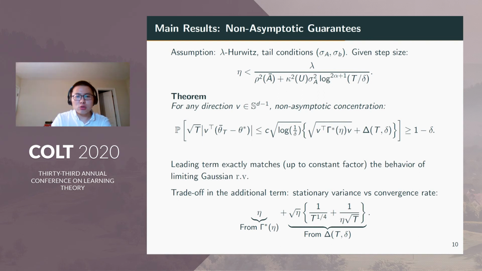We can also see the trade-off between the convergence and asymptotics from this bound. In addition to the optimal Gaussian limit term, there are two terms that depend on the step size. The first term comes from the correction term in the asymptotic covariance, and this term scales linearly with the step size. On the other hand, the delta t term is inversely proportional to the square root of the step size. If you trade off the two terms, the optimal choice of the step size is actually t to the minus 1/3.